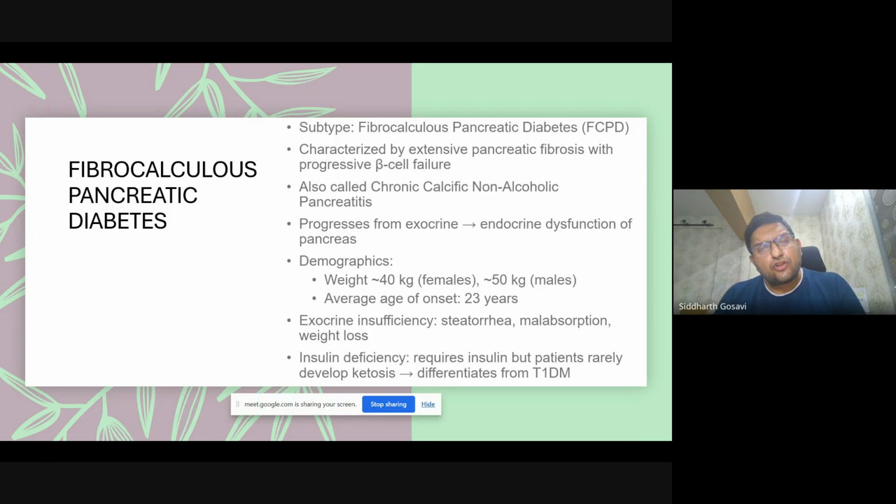So when the exocrine insufficiency presents itself, there's steatorrhea, malabsorption, and weight loss. There is insulin deficiency, requires insulin, but patients rarely develop diabetic ketoacidosis. This is the main differentiating factor from type 1 diabetes.